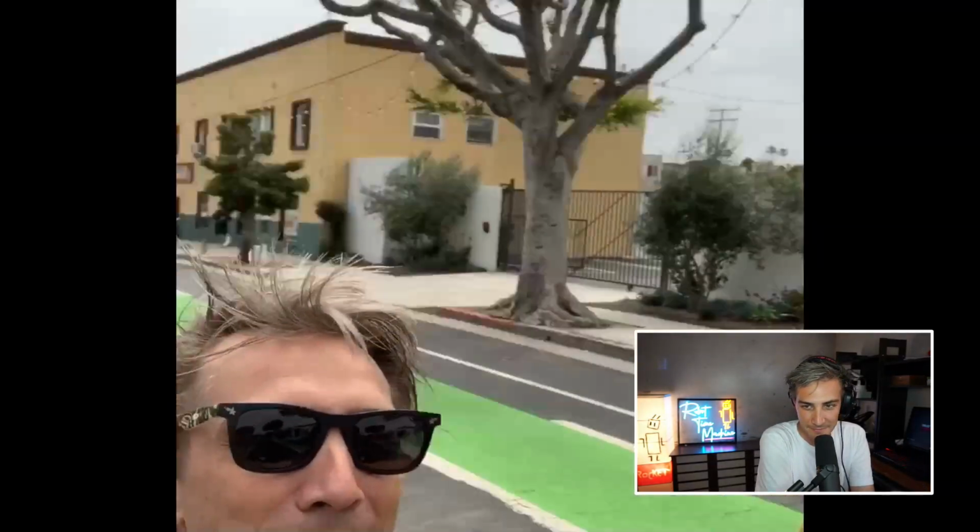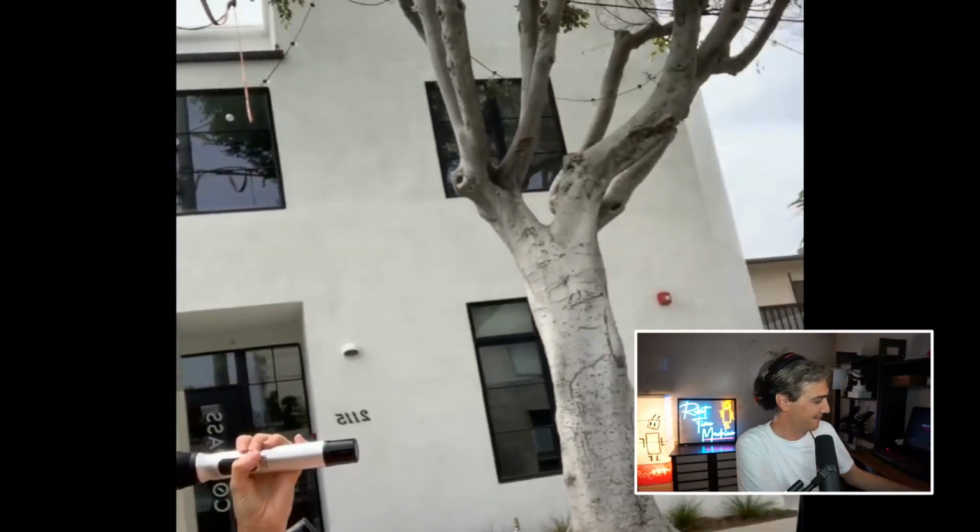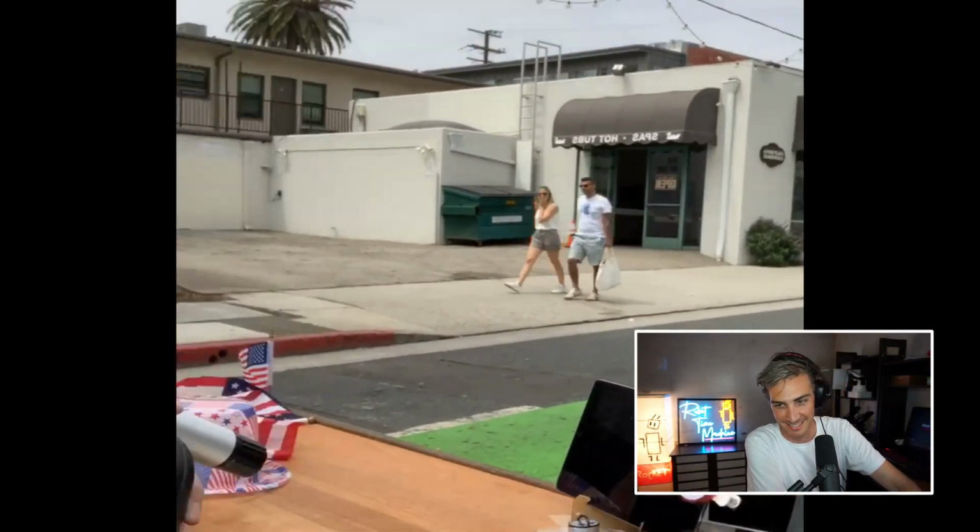Oh, here's another one. This is after the 4th of July parade. There's no one there. That was at the end of the 4th of July parade when there was no one left around. It was completely empty. We had the entire street to ourselves, and so just rolling around.